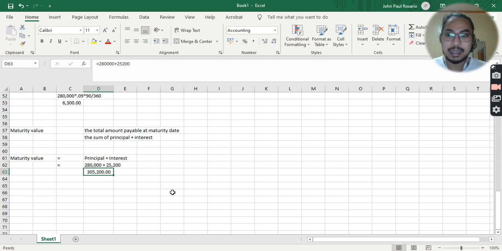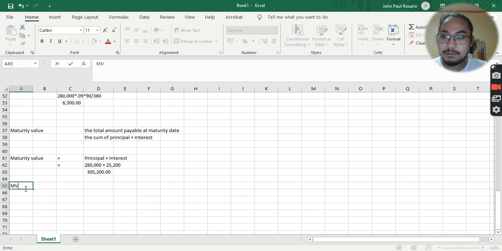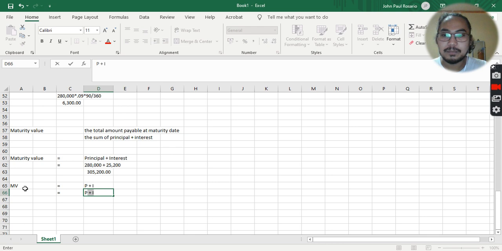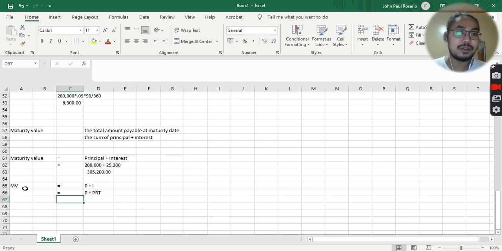Okay, so, sir, is there a chance, sir, that we can solve the maturity value in a shortcut manner? Of course, there is. So, maturity value or MV is equal to principal plus interest. So, by substitution, we know for a fact that interest is equal to PRT. So, principal plus PRT. So we substitute the formula for interest with its formula itself, PRT.